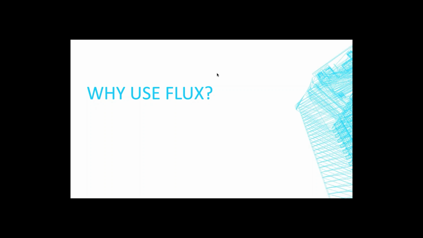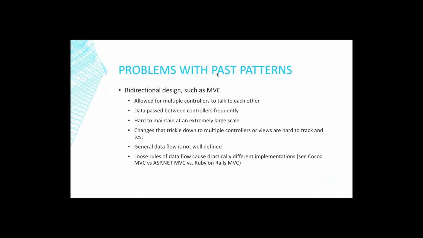And this one, it's really different from existing ones, like just using MVVM or MVC or rolling your own. It really is different in the way it handles unidirectional data flow. So it's cool. So problems with existing patterns, right? Those bi-directional ones like MVC allowed for multiple controllers to talk to each other. Data is passed between controllers frequently, or there isn't a hard set rule on where the data goes once it gets to a controller.